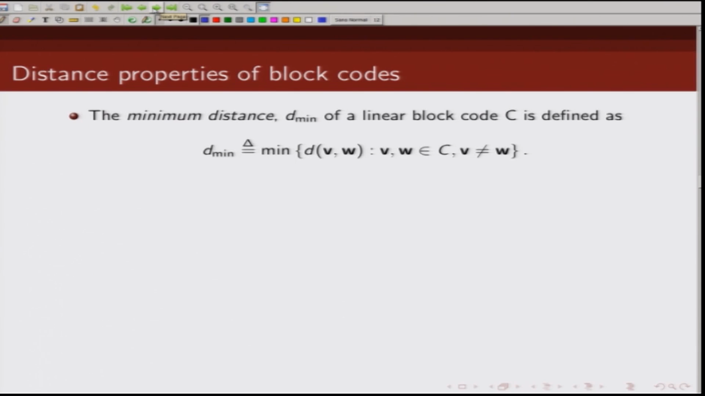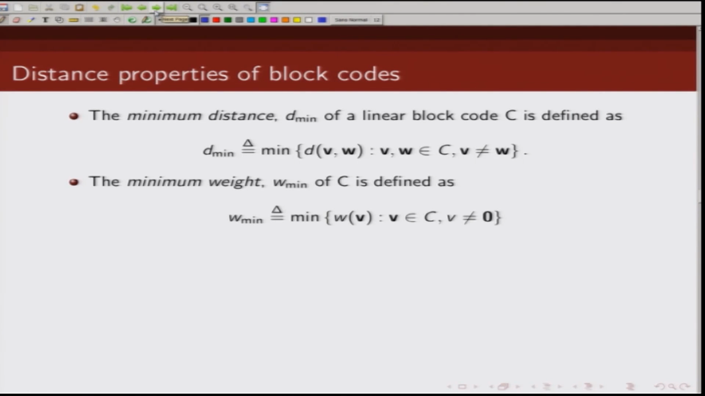Now, let us define what we mean by the minimum distance of a linear block code. It is the minimum Hamming distance between any two code words. So, we define the minimum distance of a linear block code C as the minimum Hamming distance between v and w, where v and w are code words and v is obviously not equal to w. Now, this can be written as, we will come to that.